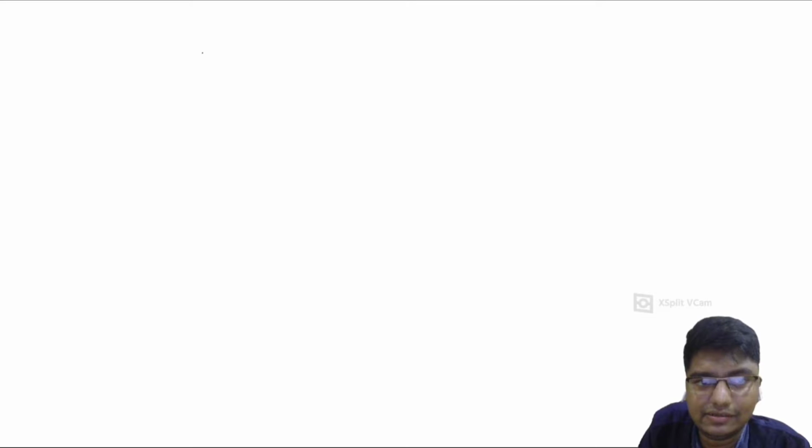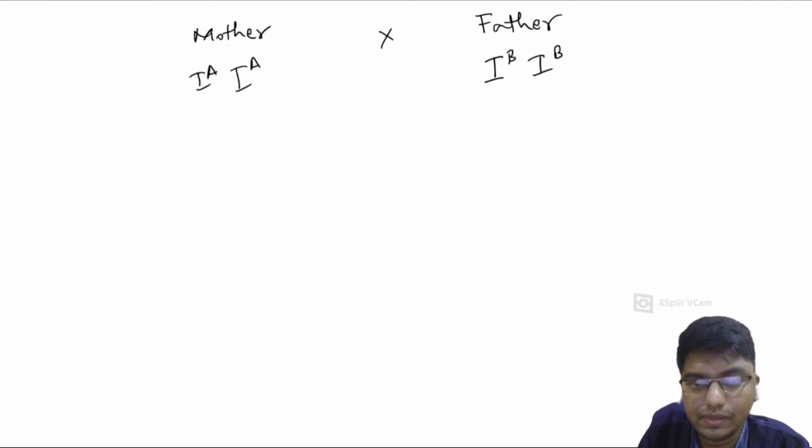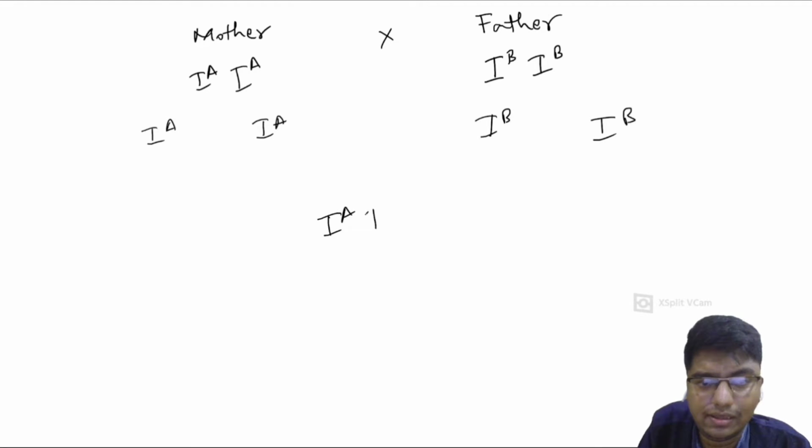Suppose these are the parents. The mother has A blood group and the father has B blood group, complete B. Then they will give gametes as we know, and after combining, the offspring will be AB blood group.